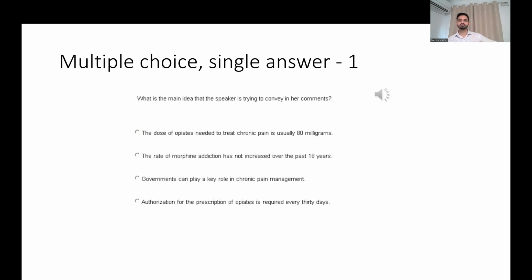So now we're going to practice multiple choice single answer. I'm going to read, and you should read the prompt with me. We're not going to focus on the options. We're going to listen based on whatever the prompt tells us to listen for, and then we're going to read the options and solve it together. The prompt here says, what is the main idea that the speaker is trying to convey in her comments? Main idea. So we're looking for a summary. We're looking for the topic. That's our main idea. Okay, let's listen.